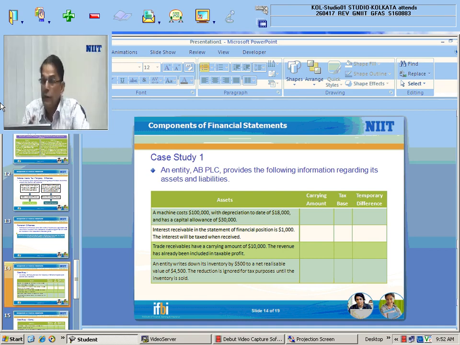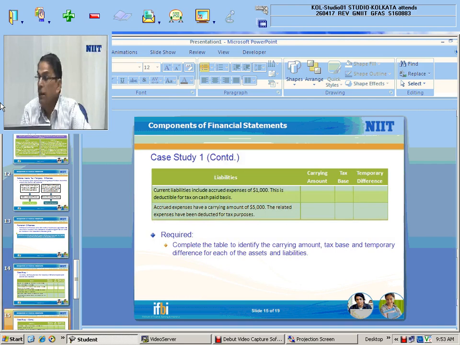So whenever there is a difference between the tax base and the carrying amount, a temporary difference may arise. And more important is that the particular item of income or expenditure or asset or liability must have a tax effect. If it doesn't have a tax effect, then it doesn't result in a deferred tax asset or deferred tax liability. Although there could be a temporary difference, it will not result in a deferred tax asset or deferred tax liability.